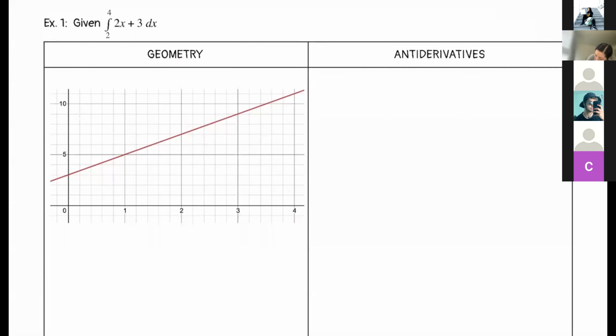We have some function 2x plus 3, and that function is graphed below. Okay, so this red line is the function 2x plus 3. Now, I'm wondering if you can tell me, like, let's say I didn't provide a graph, how would you graph 2x plus 3?